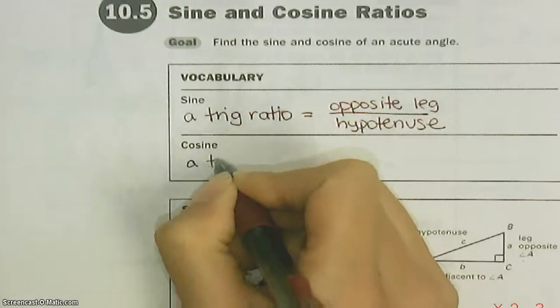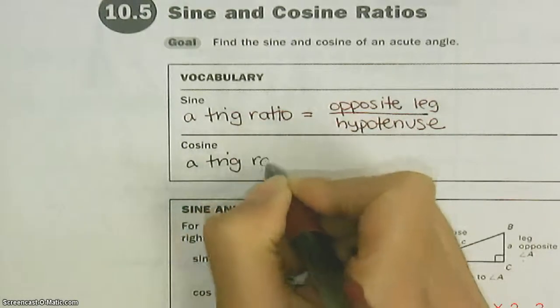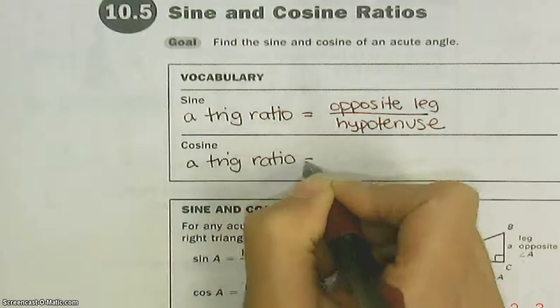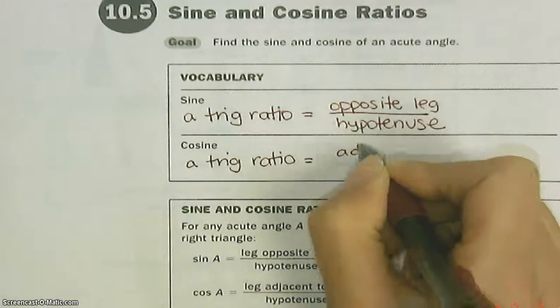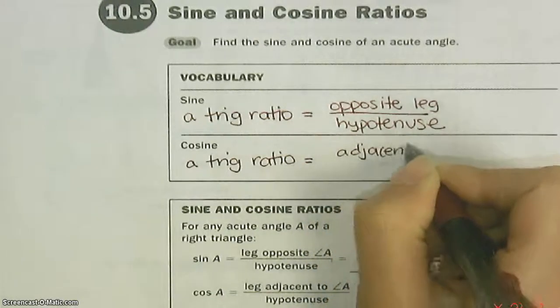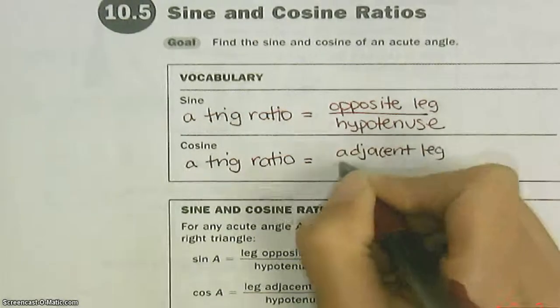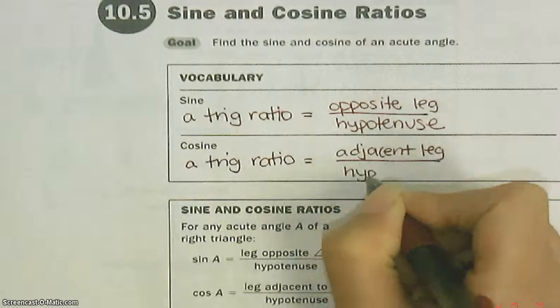Cosine is also a trig ratio, but it's equal to the adjacent leg over the hypotenuse.